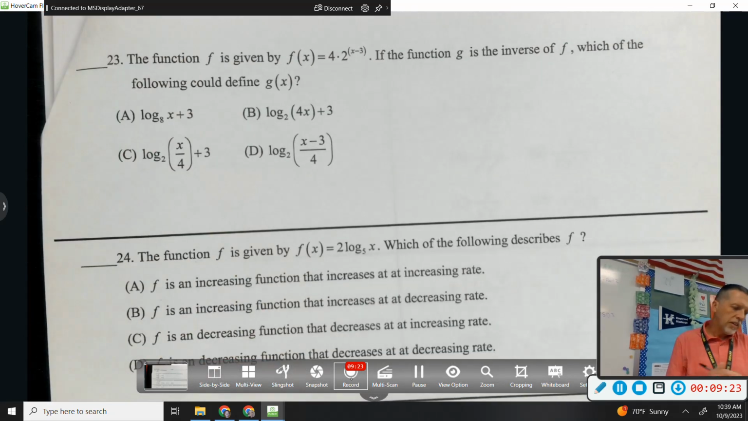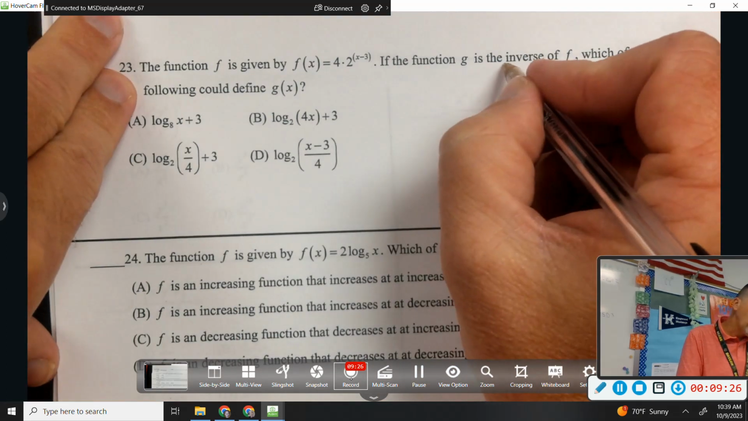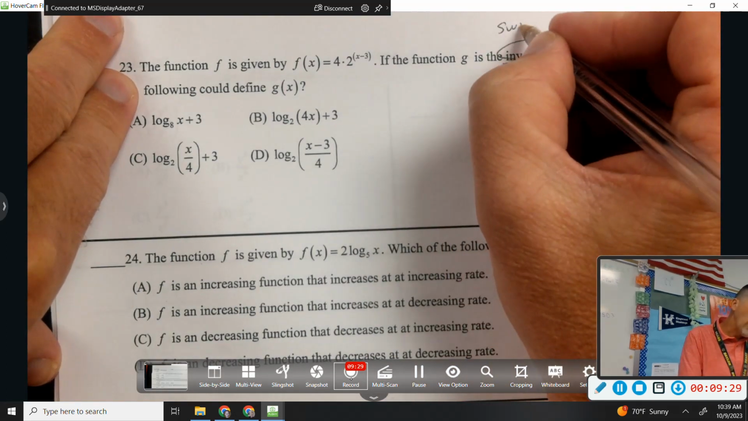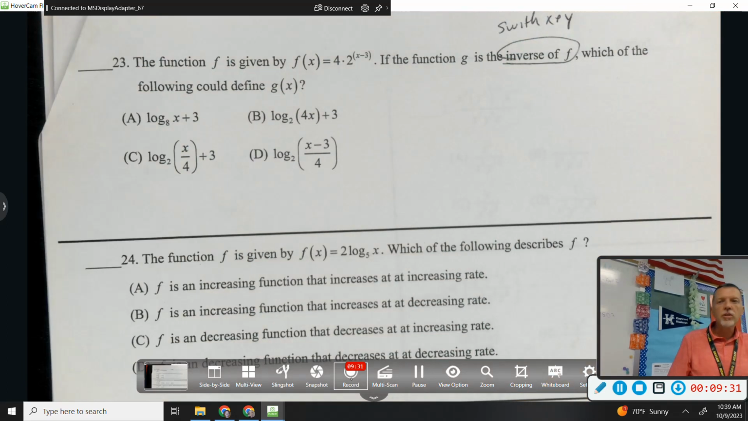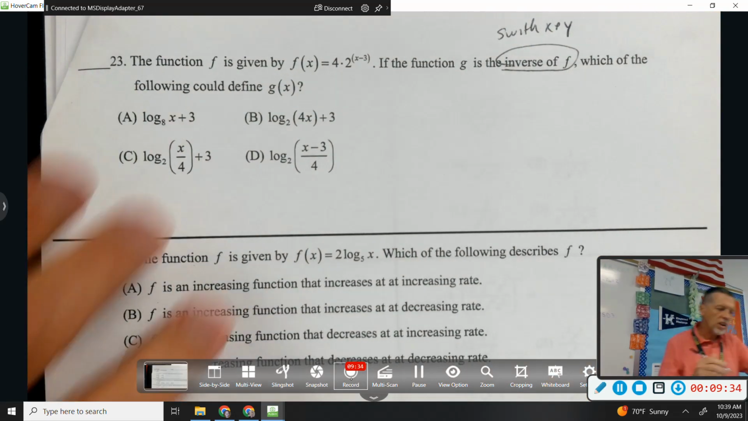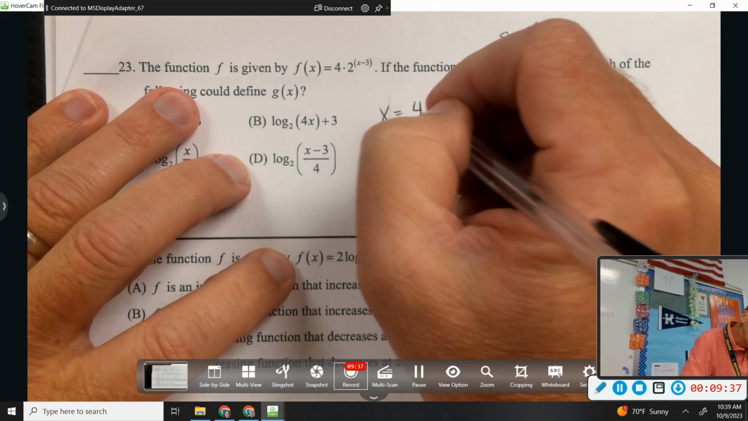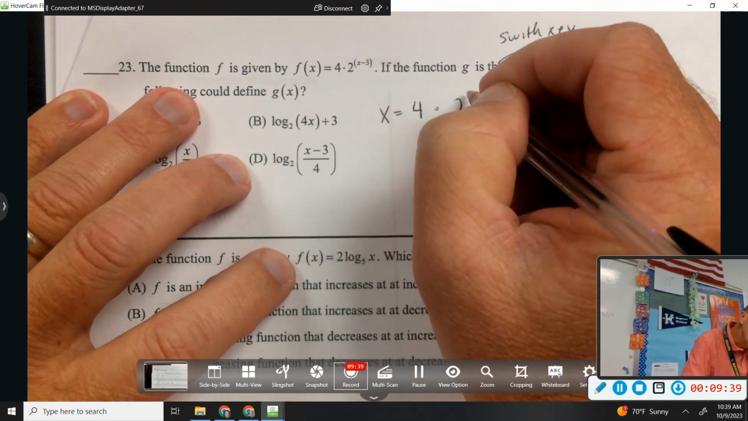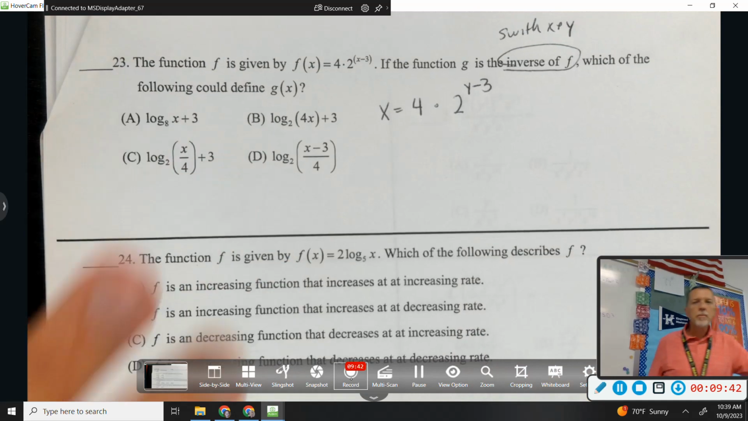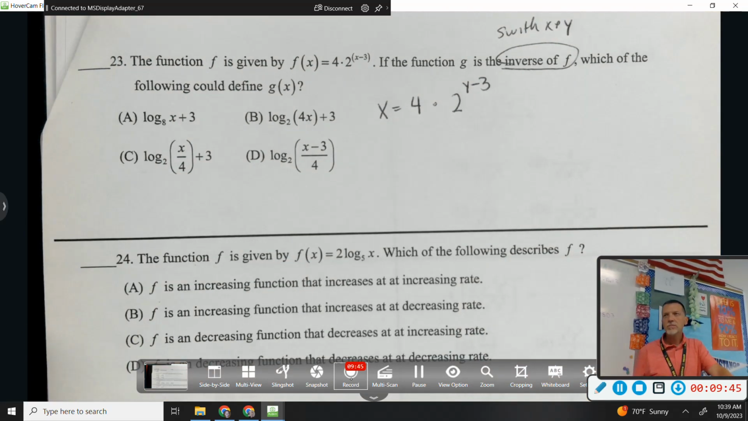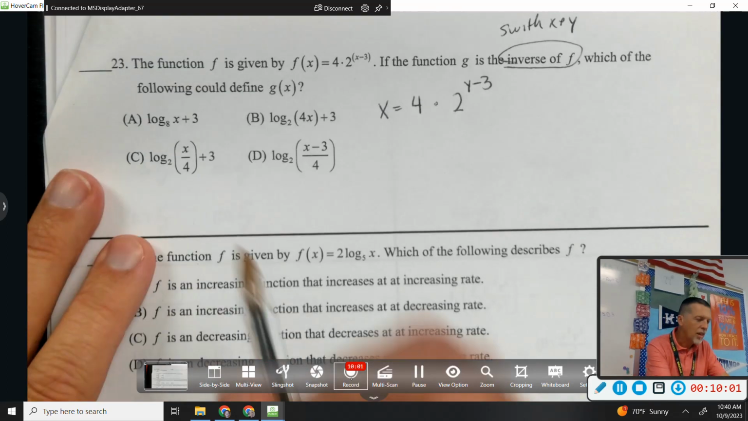Number 23. The function f is given by that. If the function g is the inverse, switch x and y. That's what inverse means. Which of the following could define g? So x equals 4 times 2 to the y minus 3. So solve for y. Yes, I should divide by 4. That's the big picture: I'm solving for y. First step is divide by 4. Don't do 4 times 2 equals 8. I bet that might be where that 8 comes from.